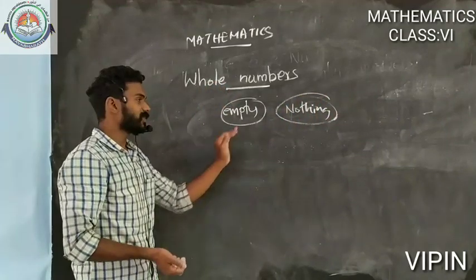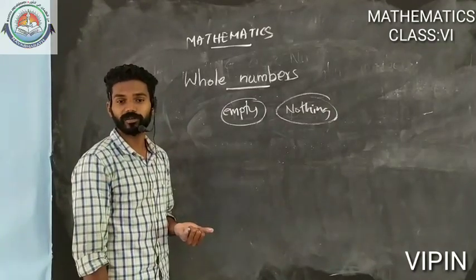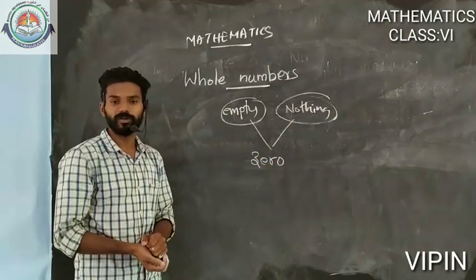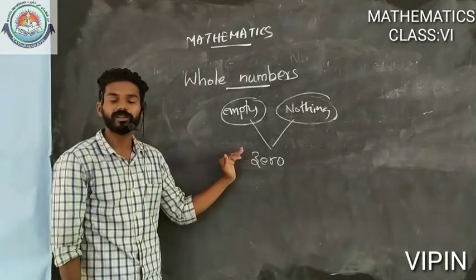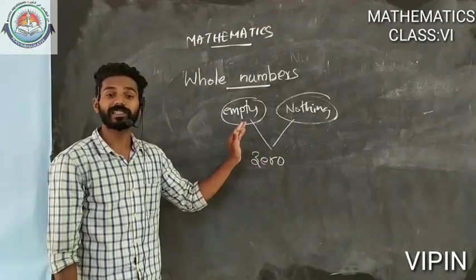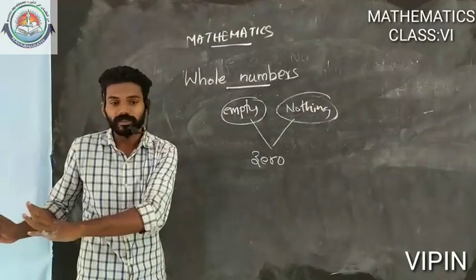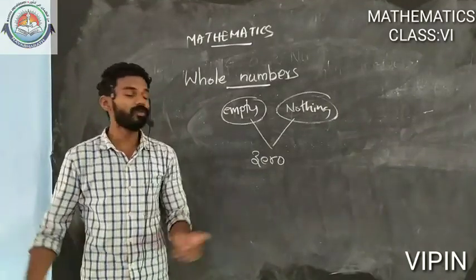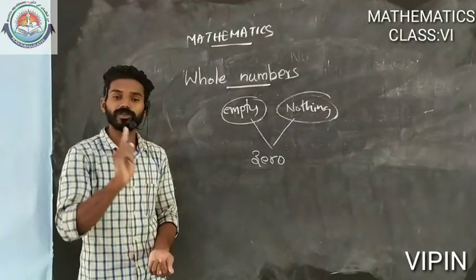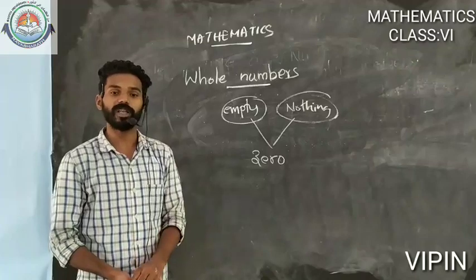And this condition, empty or nothing, can be expressed in mathematics by a number. And that number is called 0. So what is 0? 0 is a number. And what is the purpose of this number? This number is used to express the condition empty or nothing. If there is nothing, then you can count it as 0.